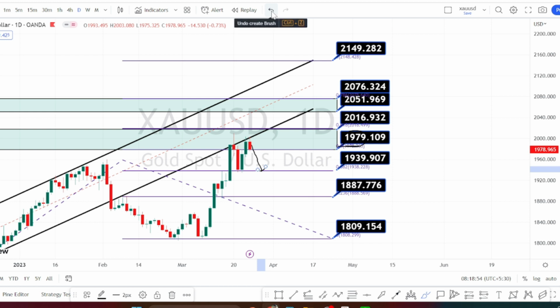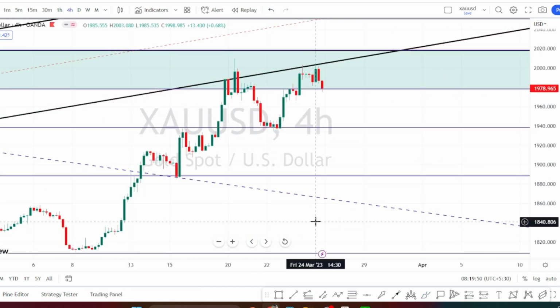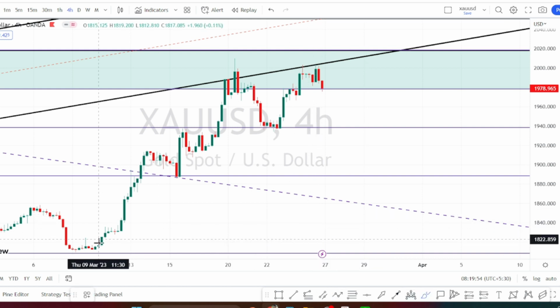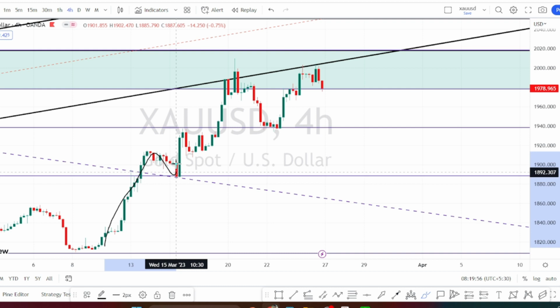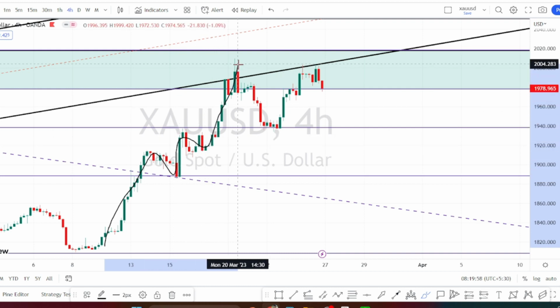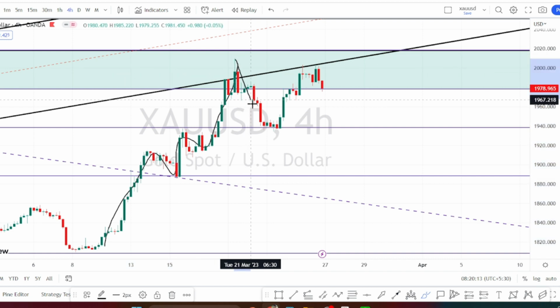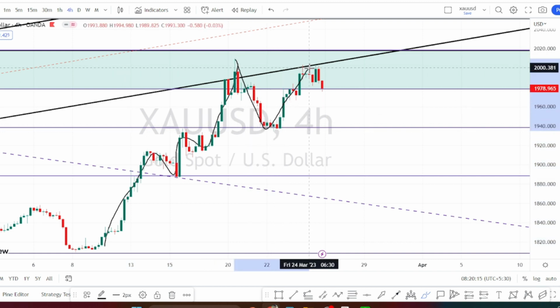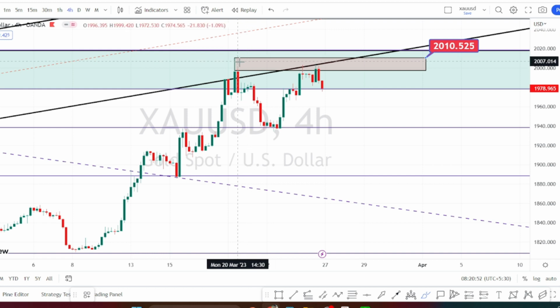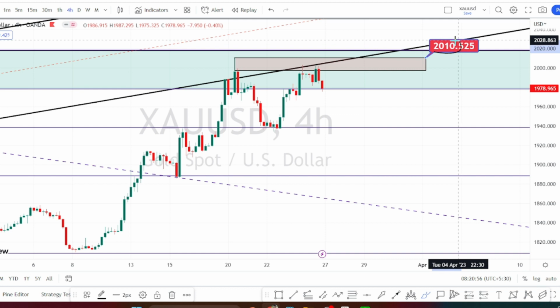Let us look at the price action in 4 hours time frame. I'm in 4 hours time frame, and in 4 hours time frame we can clearly notice that the price action was in a very strong bullish trend, and after testing the resistance level of 2009, we have noticed a price action to trade on a sideways price action. So for the 4 hours time frame, it is very clear that this level, which is 2010, is going to be acting as a very strong resistance.